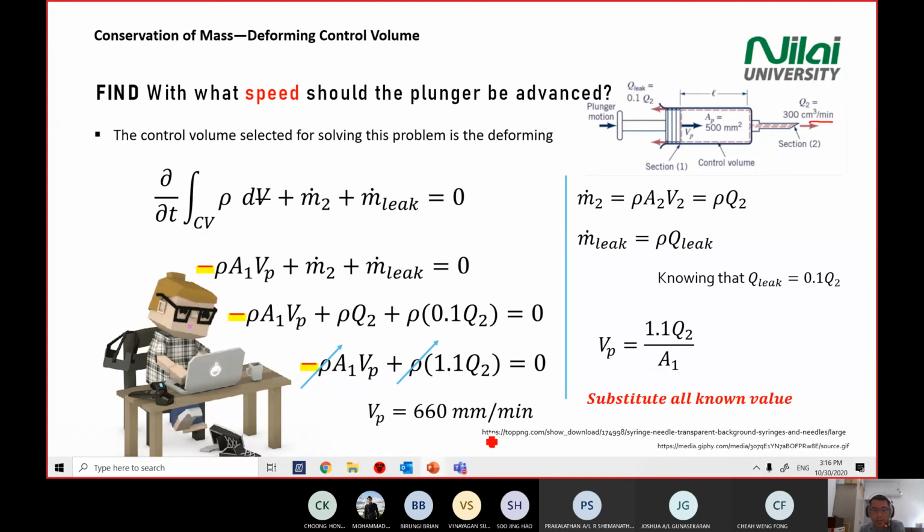So this is a raw answer. After you do your calculation, you get 660 mm per minute. So in the exam, they will be more specific and ask you to put in a certain unit, for example, meter per second or something.